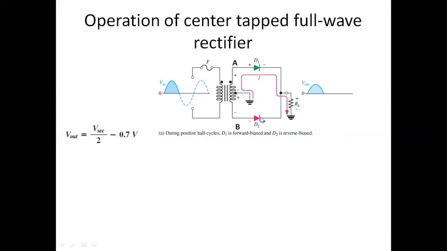Remember, reverse bias means current is not flowing through it. So what happens is current flows this side through D1. It can't go this side because it's reverse biased. So it goes through the load, and it develops a voltage across the load, which looks like that.